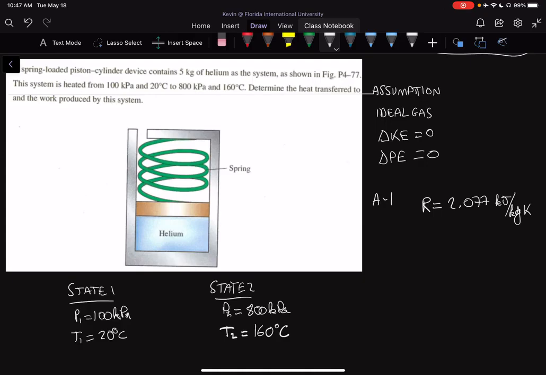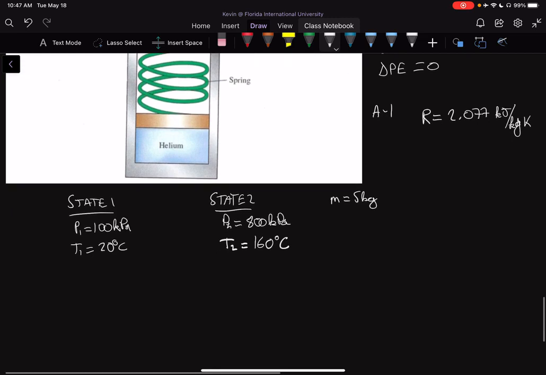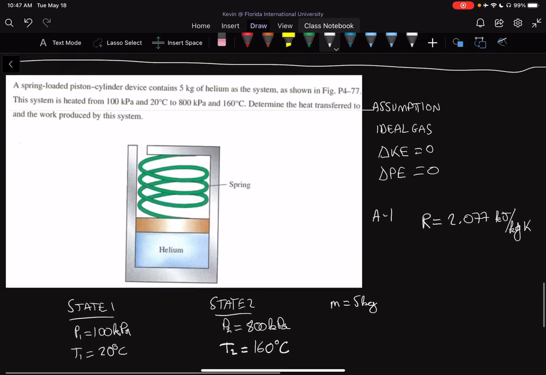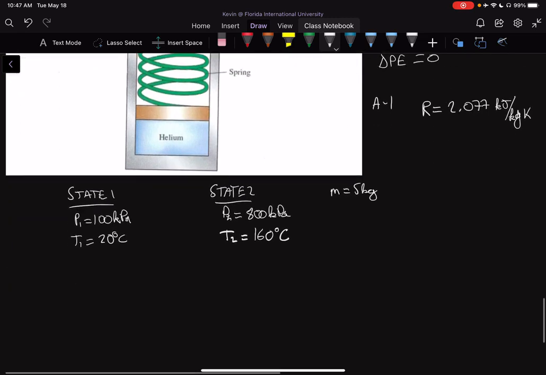We also know that the mass of the system is equal to 5 kilograms, which is constant throughout. And now what we can do is write our first law initially so that we simplify it. So we have Q in minus work out is equal to delta U plus delta PE plus delta KE, and these two go to 0. So we're left with the same equation as in the previous example.